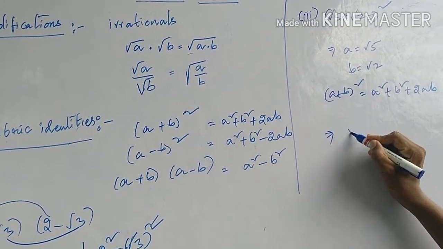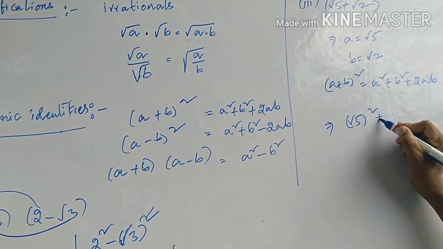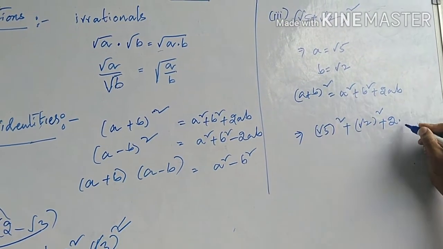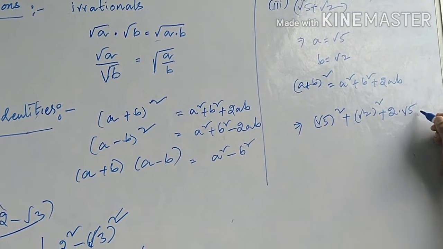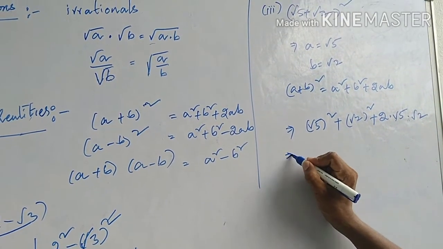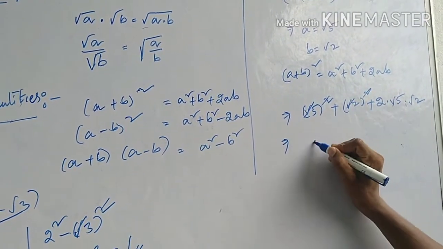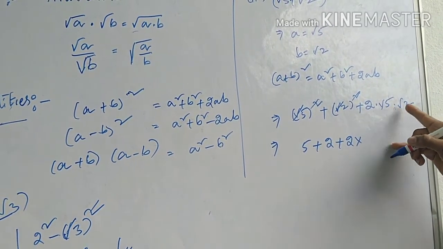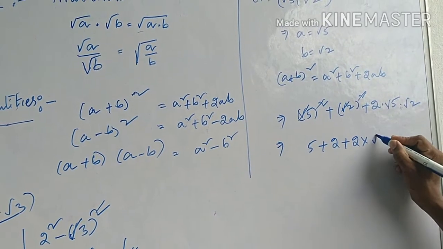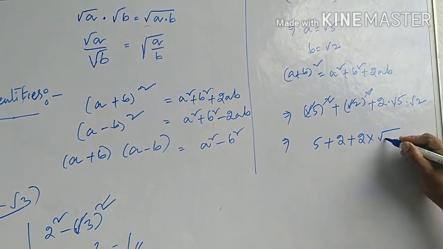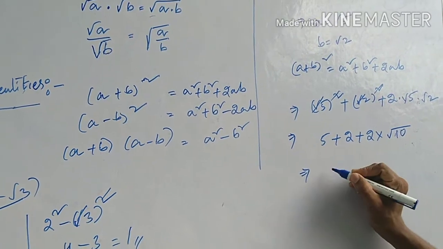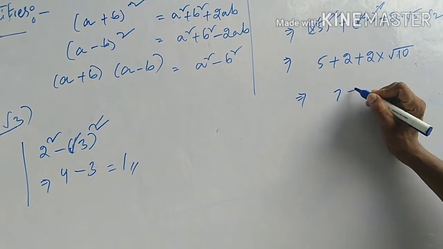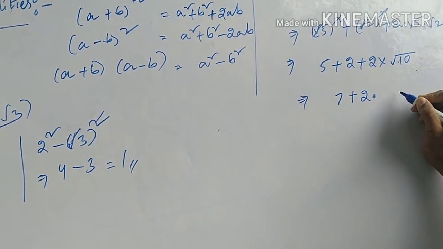Here a square is equal to root 5 square, plus b square is equal to root 2 square, plus 2 into a into b, where a is equal to root 5, b is equal to root 2. Square and square root cancel. 5 plus 2 plus 2 into root a into root b, which is square root of a into b. Square root of 5 into 2 is 10. So 5 plus 2 is 7, plus 2 into root 10.